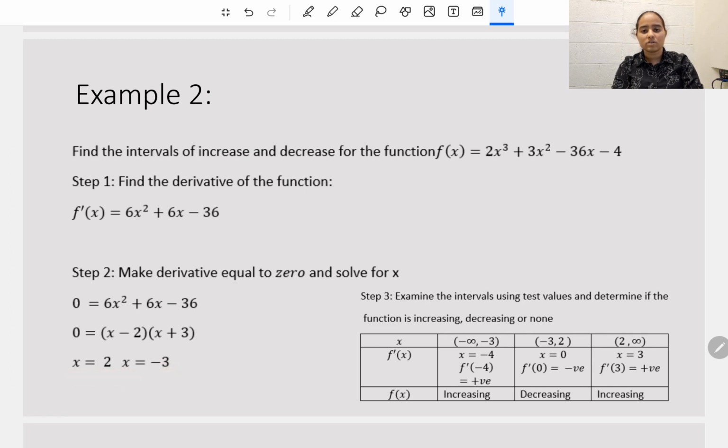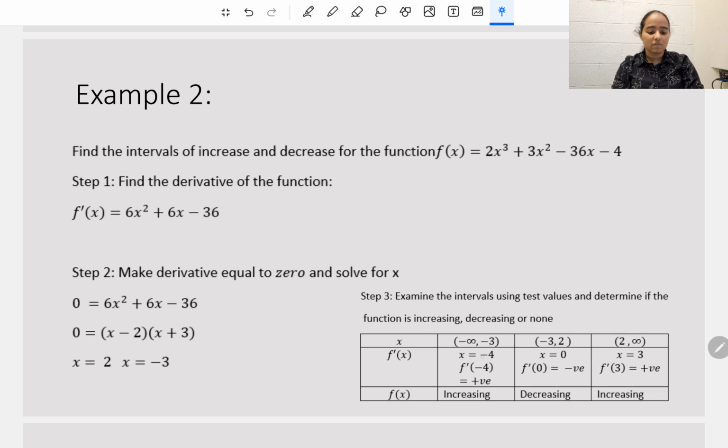Now that we know when the function is flat, we can determine the intervals of increase and decrease. In order to find them, we look at the intervals before and after the x values. So the intervals should be negative infinity to negative 3, negative 3 to 2, and 2 to infinity. Now we can use test values to determine whether the function is increasing or decreasing. As I said before, if f prime x is positive, then the function is increasing, whereas if f prime x is negative, then the function is decreasing.